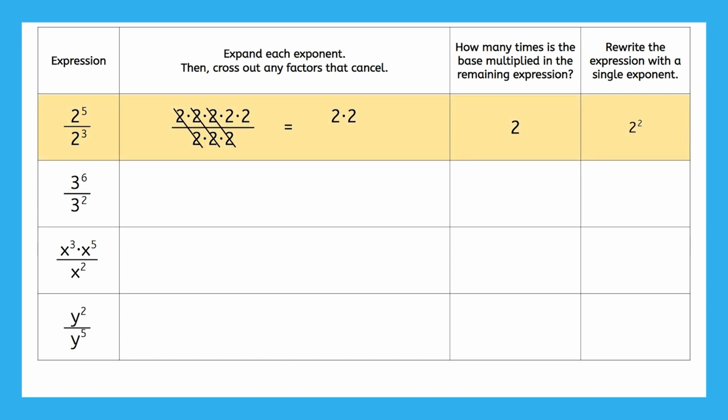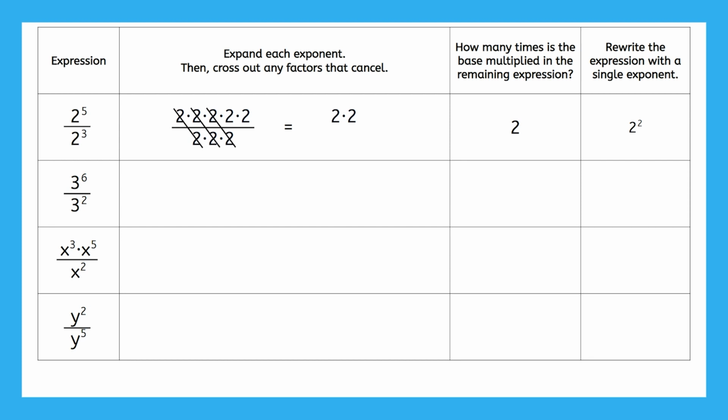Based on the completed example, I see that first, each exponent was fully expanded, then some of the factors were crossed out. That must be because any value divided by itself equals 1. So 2 divided by 2 just equals 1. In each instance when there's a 2 divided by a 2, the result would actually be multiplying by 1, and anything multiplied by 1 equals itself, which is why removing them from the expression doesn't change the overall value.